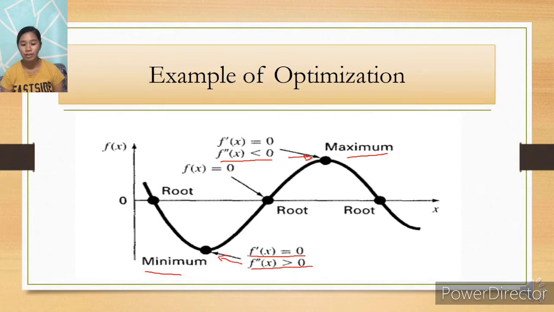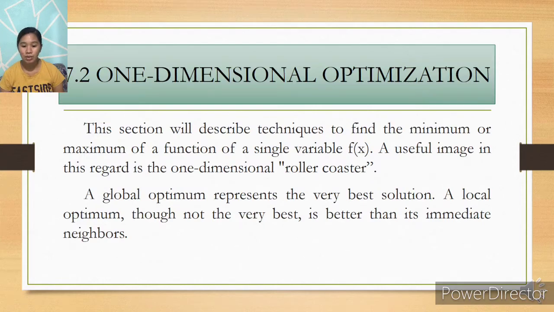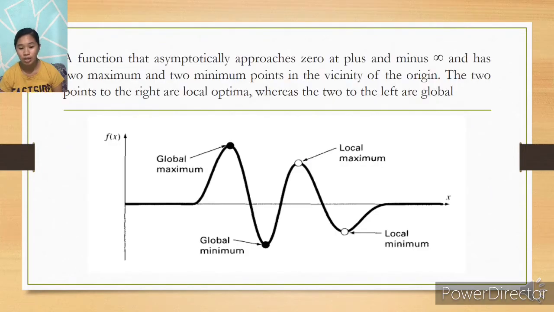We have one-dimensional optimization. This section will describe the techniques to find the minimum or maximum of a function of a single variable f(x). A useful image in this regard is the one-dimensional roller coaster. A global optimum represents the very best solution. A local optimum, though not the very best, is better than its immediate neighbors. Cases that include local optima are called multimodal. In such cases, we will almost always be interested in finding the global optimum.